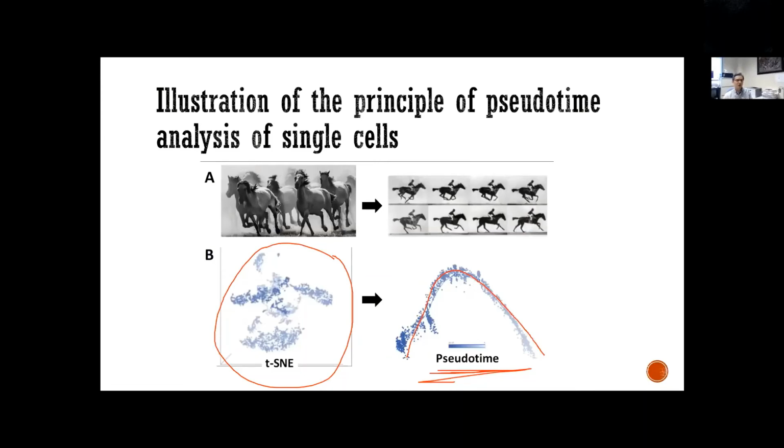In that way, you learn what's going on, and you can probably use the result to predict: if I have a cell at this stage, and you let the cell evolve or differentiate further, this cell may go this way and at the end look like this cell. So that's the principle behind the pseudo-time analysis. This is one of the advanced single cell analysis methods.